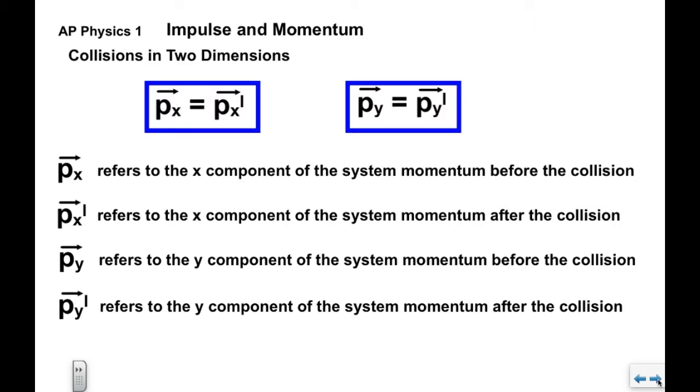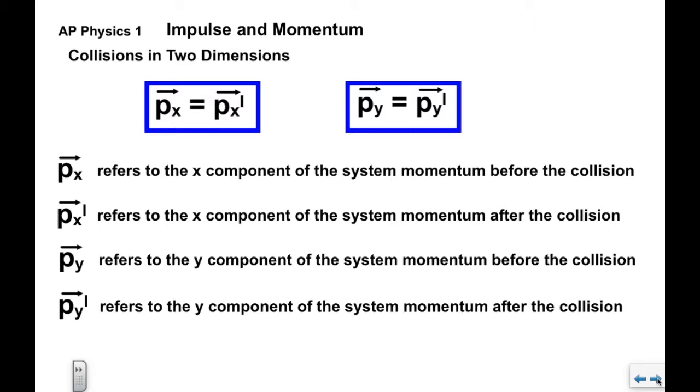To clarify the terms, Px refers to the x component of the system momentum before the collision. Px prime refers to the x component of the system momentum after the collision. Py is the y component of the system momentum before the collision, and Py prime is the y component of the system momentum after the collision.